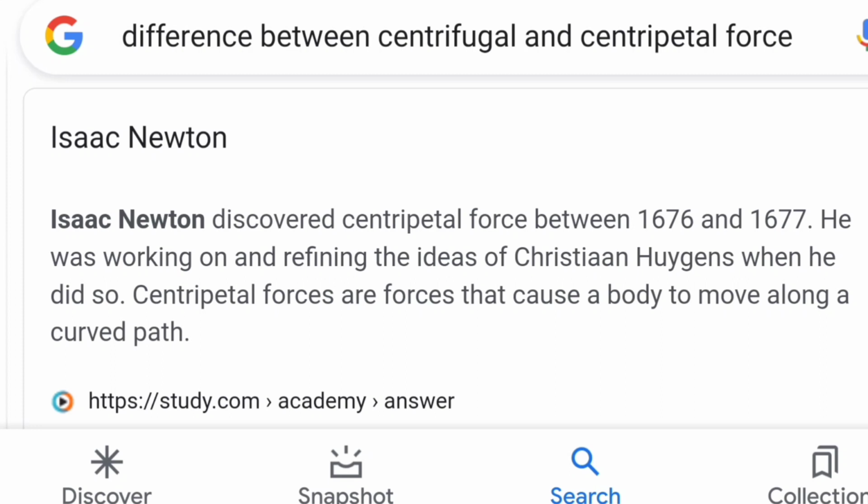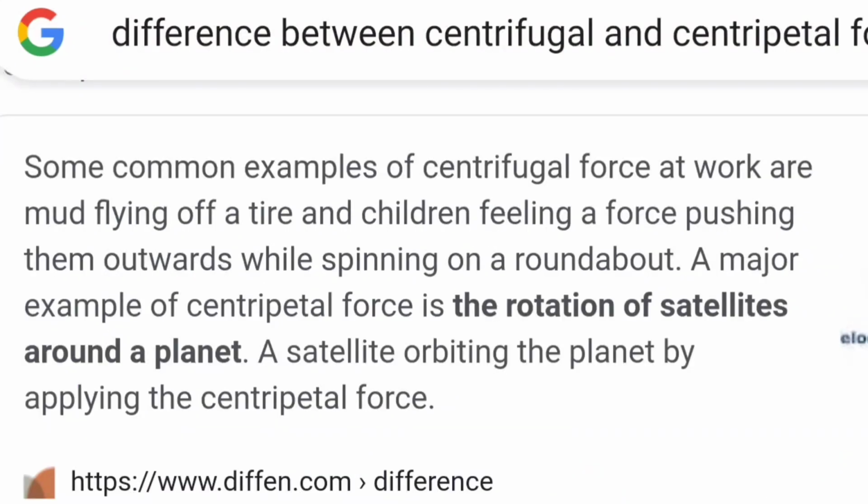But then you look further, you see Isaac Newton. So Isaac Newton discovered centripetal force, so that they tied him in with another discovery. So that shows you right there. They're trying to tie in globe physics, man.